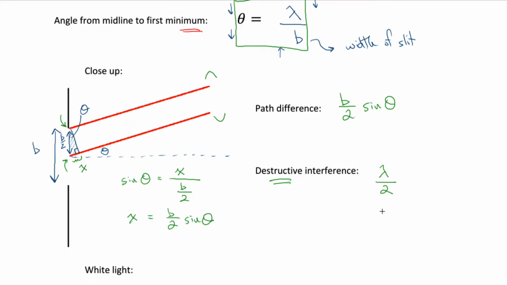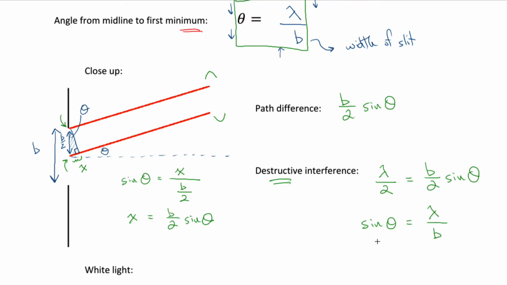So for destructive interference, we want the bottom ray to have traveled 1/2 wavelength further so that it has a trough when the top one has a crest, although they started out both cresting here at the slit. So I now set this half number of wavelengths equal to my path difference because I want my path difference equal to a 1/2 wavelength. And rearranging this, I get sine theta is equal to the wavelength over the width of the slit.